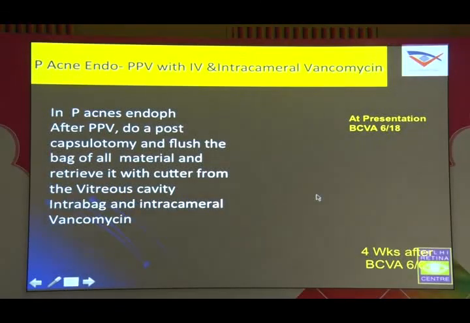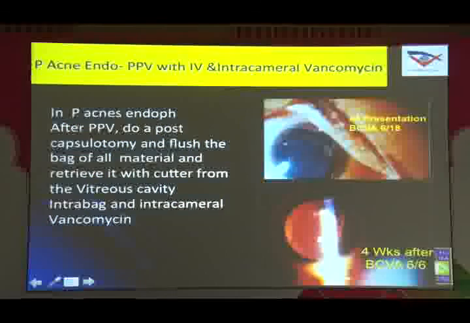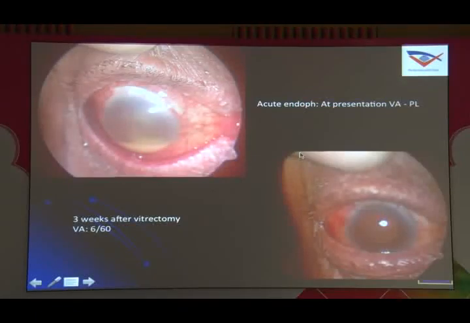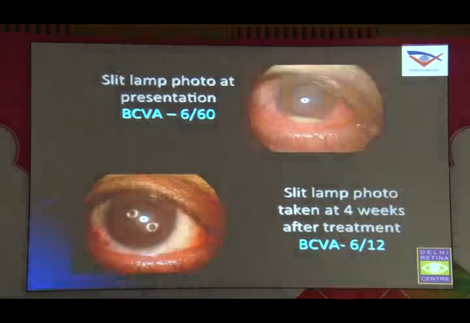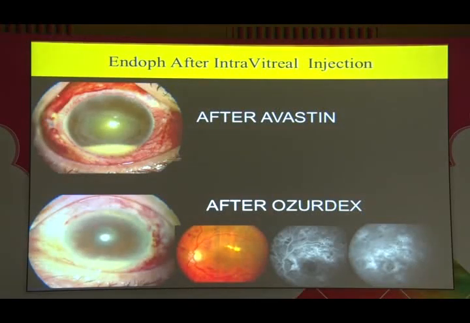I think this case has been shown earlier. So if you have a case of P. acnes, then sometimes they don't respond to vancomycin. In these cases, we go inside, remove the posterior capsule, make a small opening in the posterior capsule, give a wash to the bag, let all the washings fall in the vitreous cavity, and remove all that from the vitreous cavity, and they have done well. And these are some examples at presentation and at conclusion. Again, the patient improved from 6/60 to 6/12, and these are patients who are doing well after Avastin and Ozurdex.